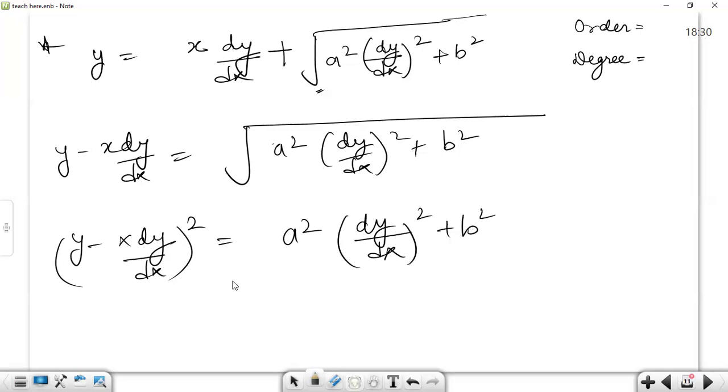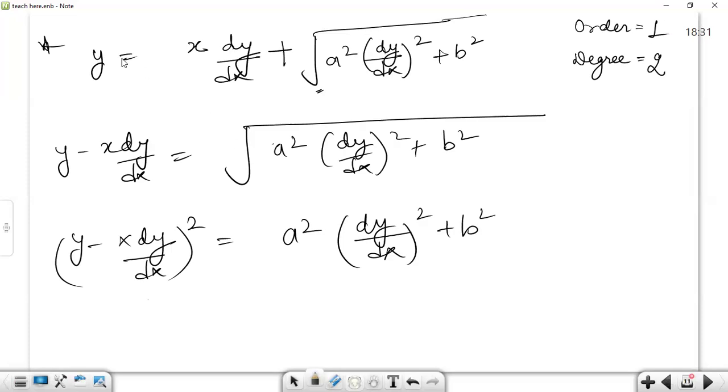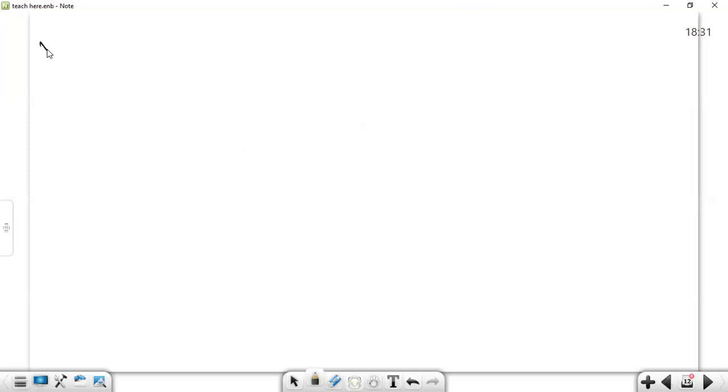So now, as this is a simpler form, we'll expand it. The power of dy by dx, the highest order derivative here, is what matters. As already discussed, the order is 1. And here the degree will also be 2, because degree is the highest exponent, so it cannot exceed 2. This is a good example to improve our understanding. Okay, understood? Yes, sir. Check one more example, then we'll go ahead.